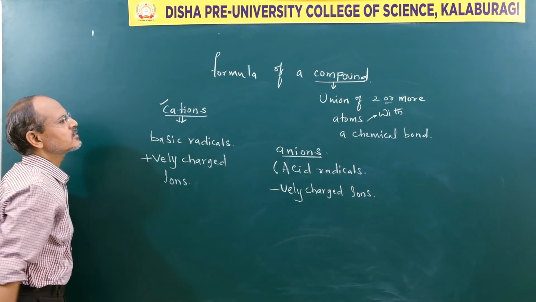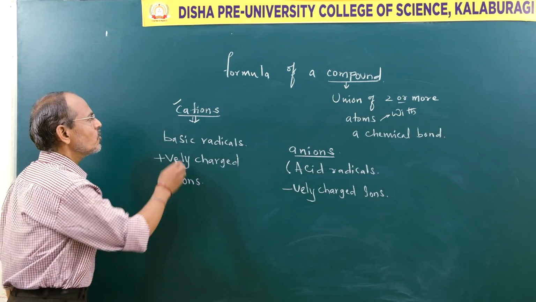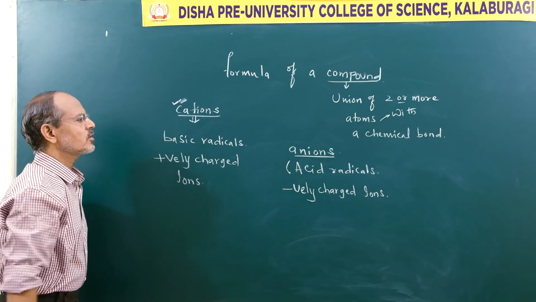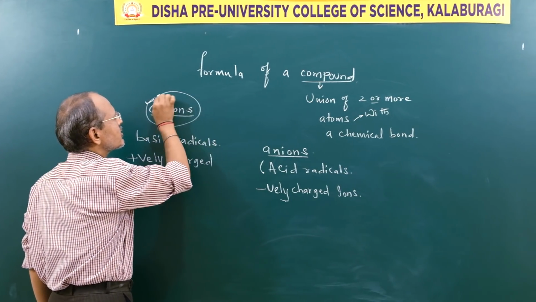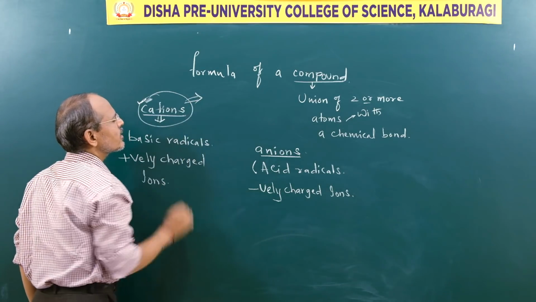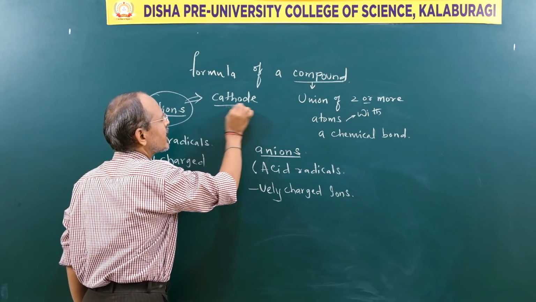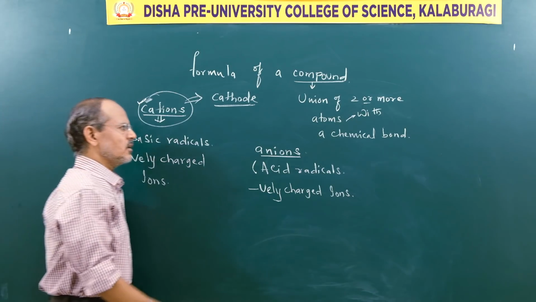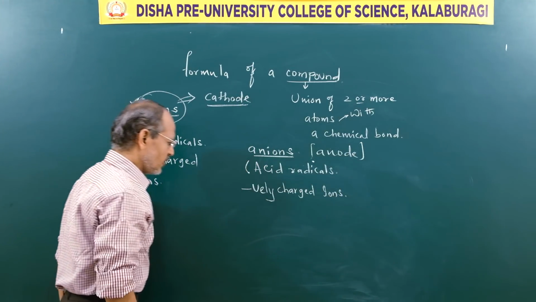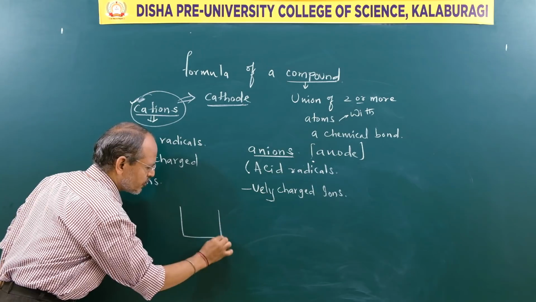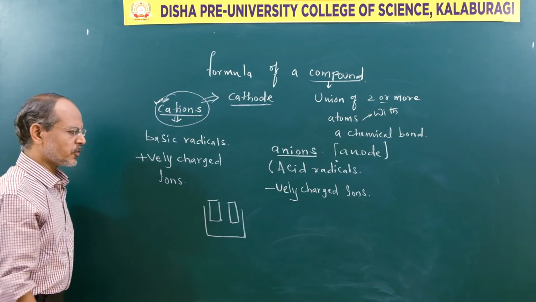Now, before going to the cations, anions or basic radical, positively charged, why are they so called cations and anions? Here the word cation is actually taken out from the concept called cathode ion, here it is anode. You know already about the electrolysis process.